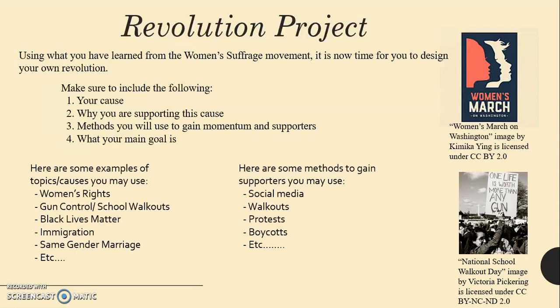So here are some examples that you can use for your project. Here are some topics: women's rights, gun control, school walkouts, Black Lives Matter, immigration, same-gender marriage. You're not limited to these. These are just some examples. You can obviously branch out and find your own. And here are some examples of the methods that you can use to gain supporters. So social media, walkouts, protests, boycotts, anything that you feel is going to get attention and help you get supporters. So feel free to expand. You don't have to use these examples. You can use whichever ones you want.